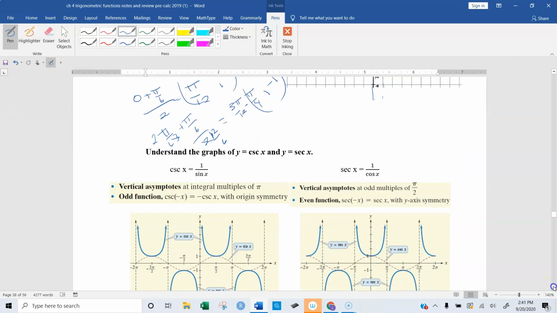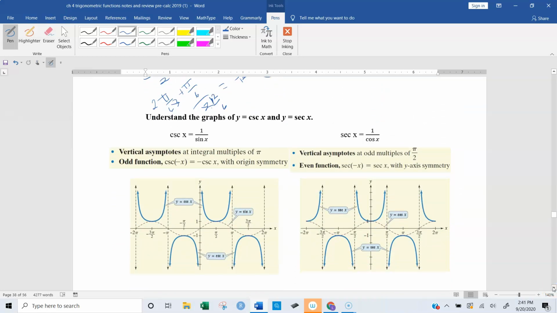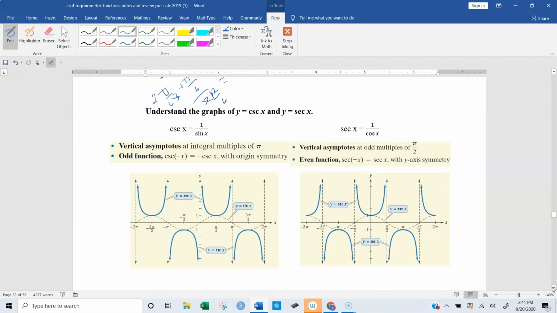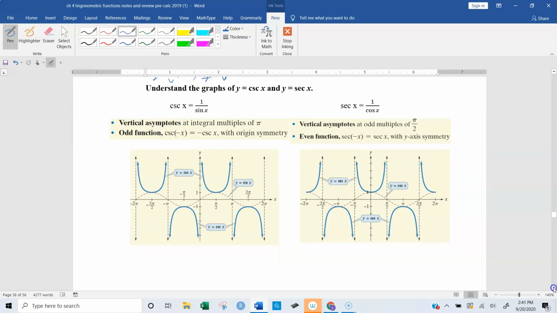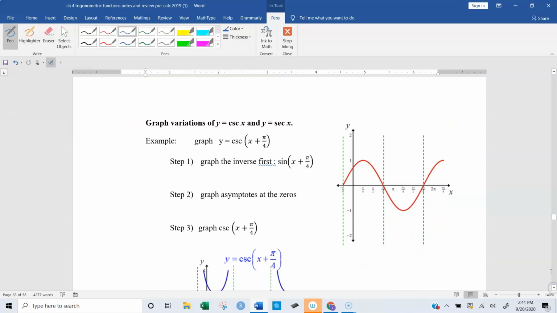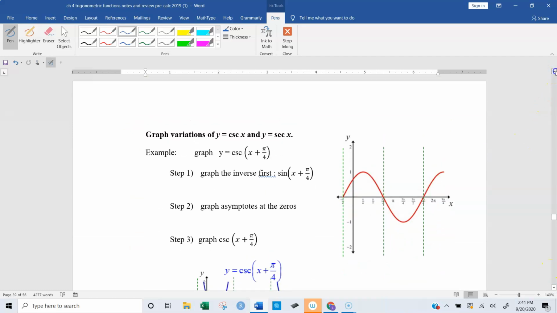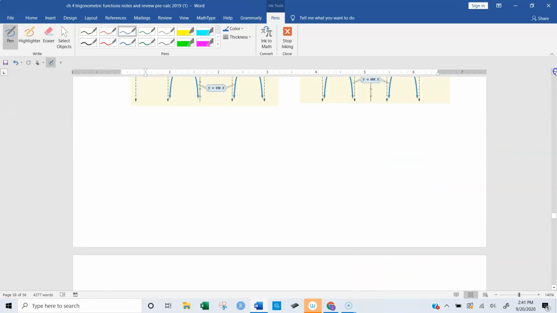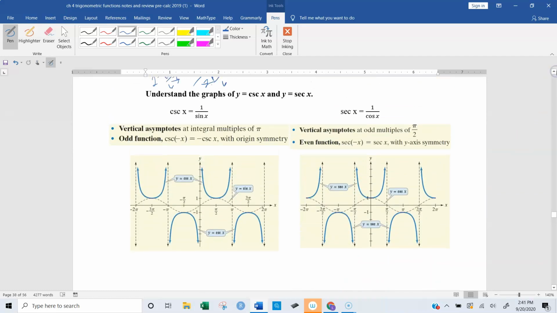Cosecant and secant. We're not going to do a ton with these, but just a little. Remember, they're inverses of sine and cosine. So to actually graph these, we graph the sine. I'm sorry, I went too fast. So if I want to graph a normal cosecant graph, the first thing I graph is the sine wave.